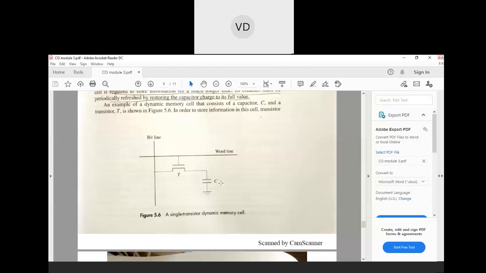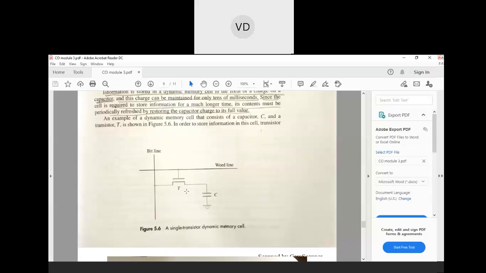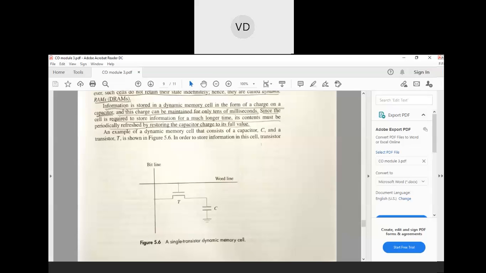When it discharges, whatever data is stored in this cell will be lost. So how to avoid this? To maintain the data present in the cell, we have to keep refreshing this cell periodically. Now see here, information is stored in the dynamic cell in the form of a charge on the capacitor, and this charge can be maintained only for tens of milliseconds. That means this charge can be maintained for a very small amount of time.